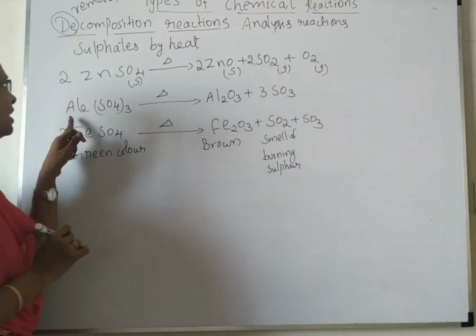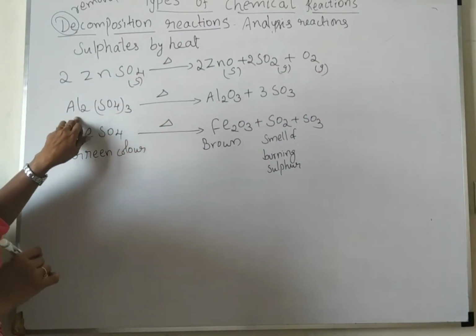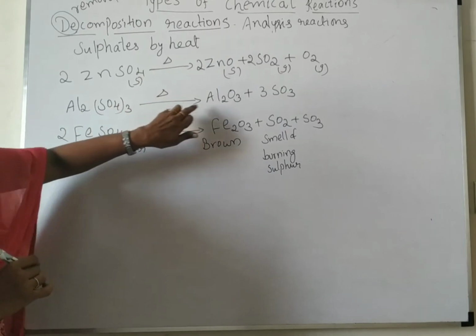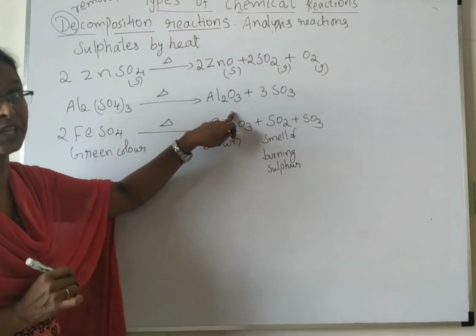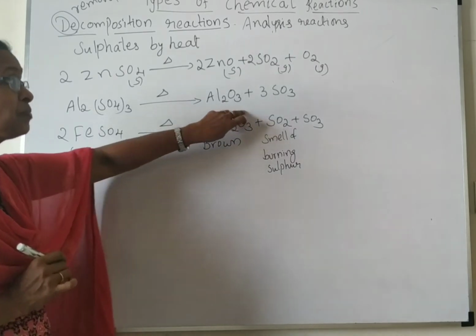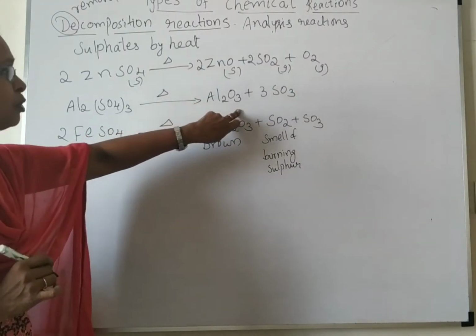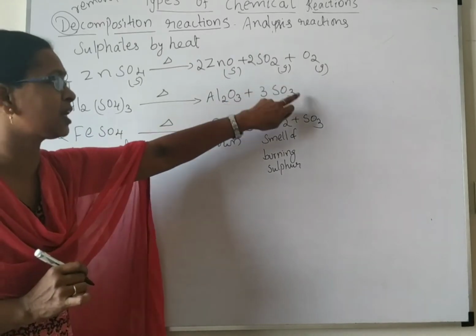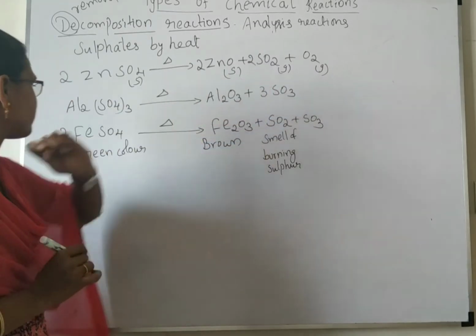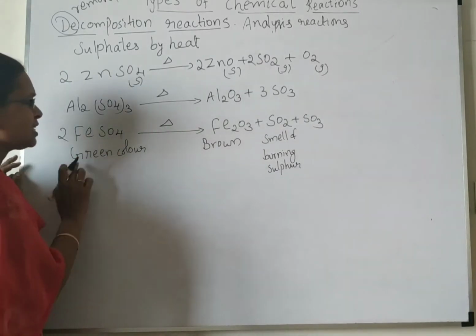And here, you take ammonium sulfate. Ammonium sulfate on heating is going to dissociate into aluminium oxide, Al2O3. This is an amphoteric oxide, which possesses both acidic nature and basic nature. That's why we can say amphoteric oxide, and sulfur trioxide.